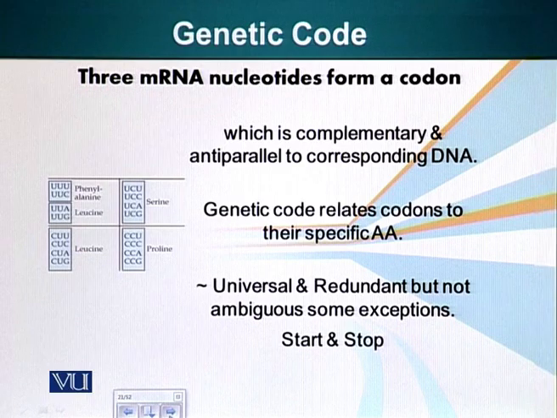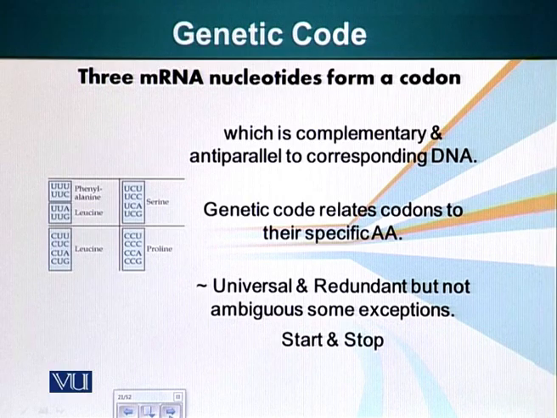Genetic code is basically the sequence of nucleotides of messenger RNA, three adjacent nucleotides at a time of the messenger RNA. They basically specify a particular amino acid. That's basically what we are talking about. Genetic code relates codons to their specific amino acids in proteins. An important feature of the genetic code is that it is universal and redundant but not ambiguous.